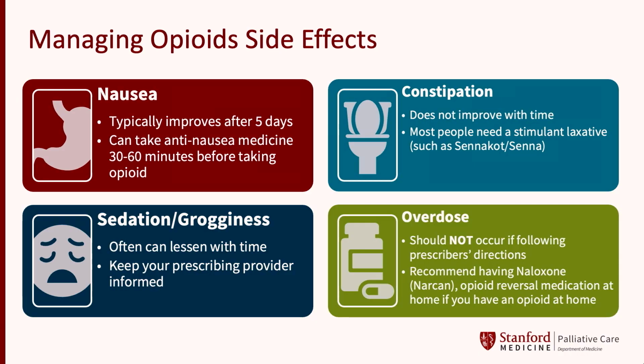Concerns about overdose. People should not be overdosing on their medicines if they're taken as prescribed. That being said, we recommend having naloxone or Narcan, which is the opioid reversal medicine that's a nasal spray, co-prescribed with opioids. I really recommend that if you have an opioid at your house, you have this medication in your house. Just, if someone ever got into your medications who wasn't supposed to, a child got into them, you made just an honest mistake in taking your medications. We recommend having naloxone in the house.